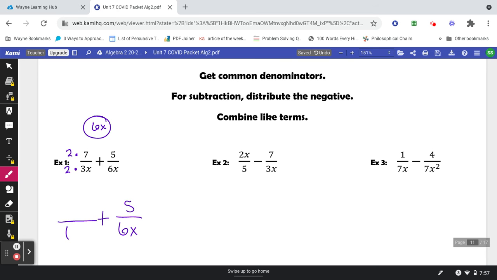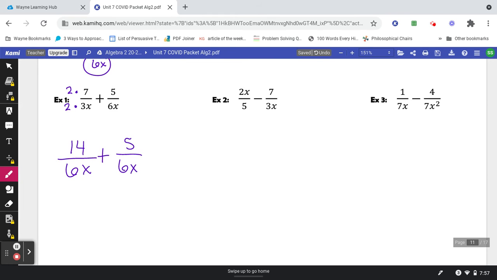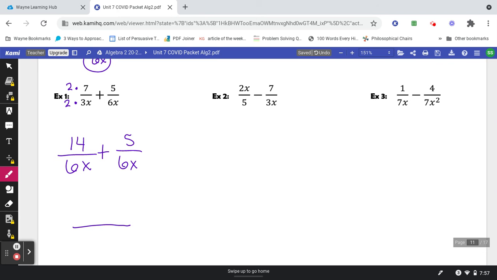Now 2 times 3x is 6x, and now I have common denominators. In the numerator, 2 times 7 is 14. Then I can add like terms across the top. 14 plus 5 is 19, and keep the common denominator of 6x.